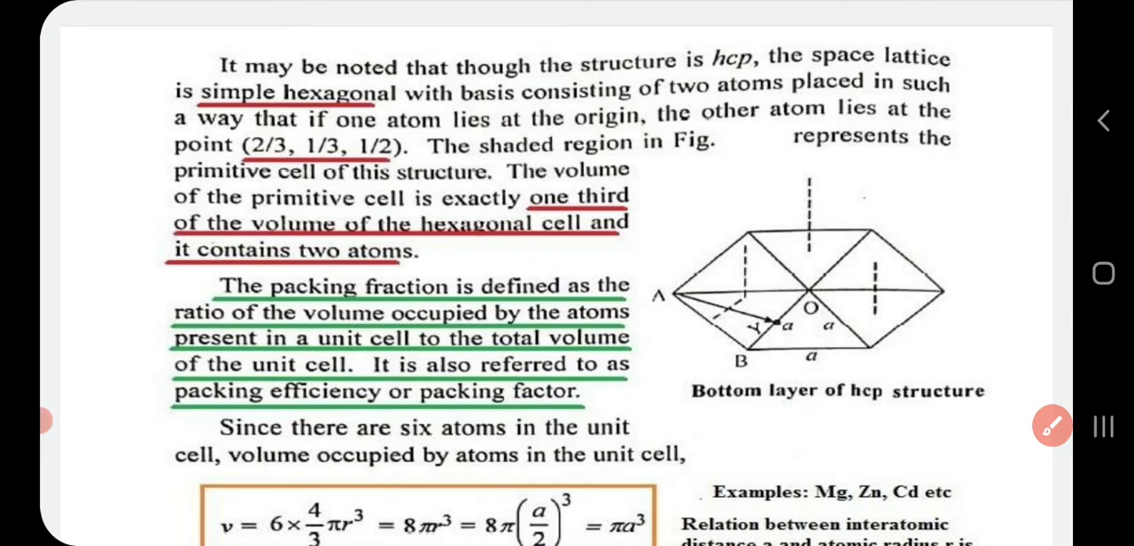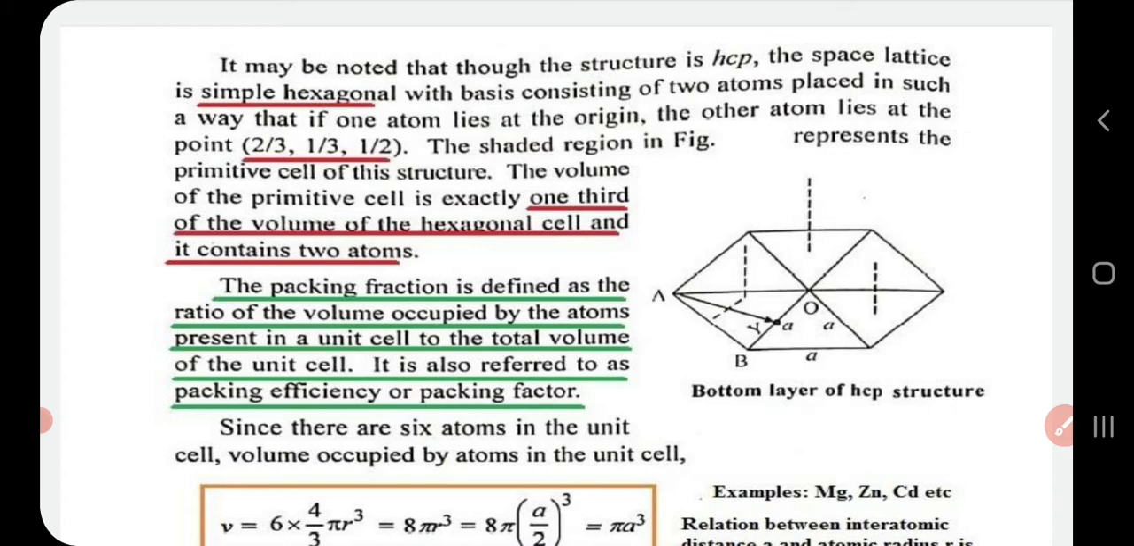Here they have once again discussed in detail the structure of HCP. Here they have mentioned that the space lattice is hexagonal, that we know, with bases consisting of 2 atoms in such a way that one atom lies at the origin and the other atom lies at the lattice point 2 by 3, 1 by 3, 1 by 2. That you have to study.